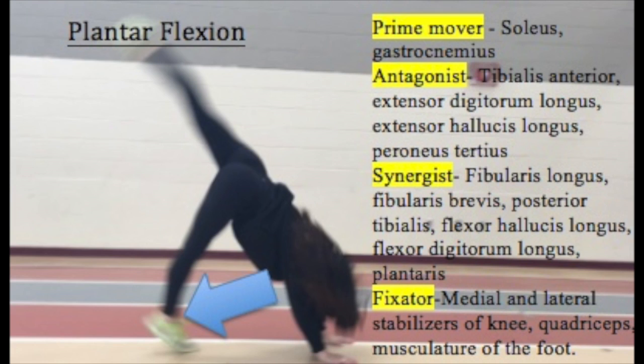Plantar flexion. Prime mover, soleus and the gastrocnemius. Antagonist, tibialis anterior, extensor digitorum longus, extensor hallucis longus, and the peroneus tertius. Synergists, fibularis longus, fibularis brevis, posterior tibialis, flexor hallucis longus, flexor digitorum longus, and the plantaris. Fixators, medial and lateral stabilizers of the knee, quadriceps, and the musculature of the foot.